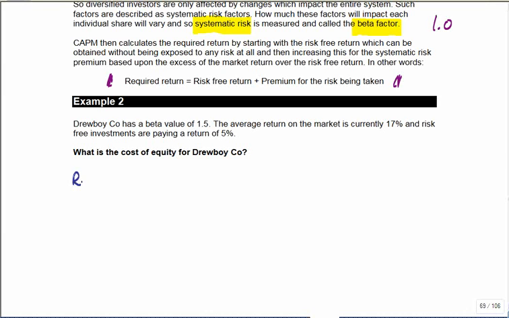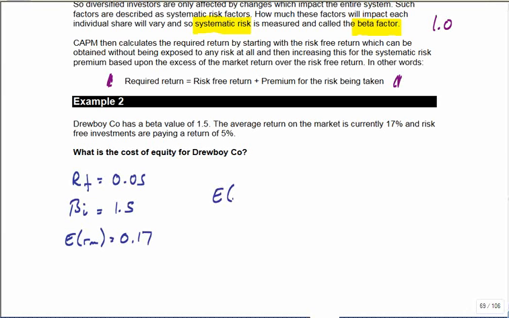So if we just go through, we need to know what RF is to use the formula, the risk-free rate, and we're told that that is 5%, so 0.05. We need to know the beta of the investment, beta I, in the formula, and we're told in this question the beta is 1.5. That's not 1.5%, that's just 1.5. And we need to know the expected return on the market to use the formula, and that is 17%, so 0.17. And so we can now put those figures into our CAPM formula.